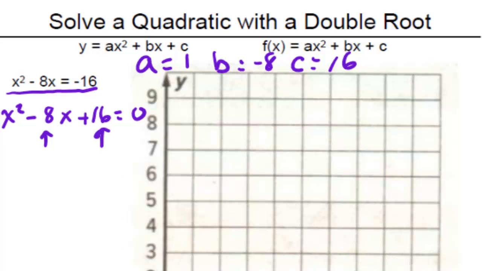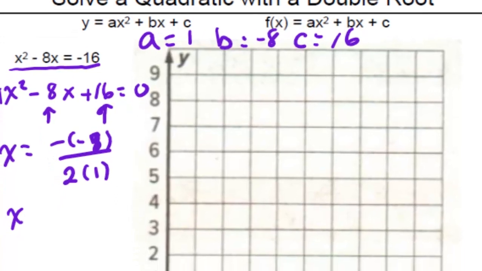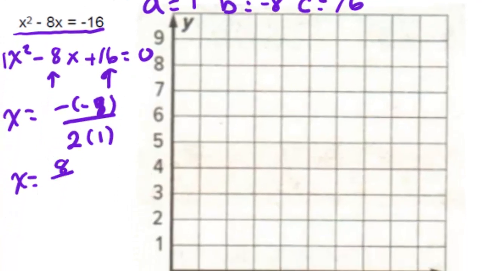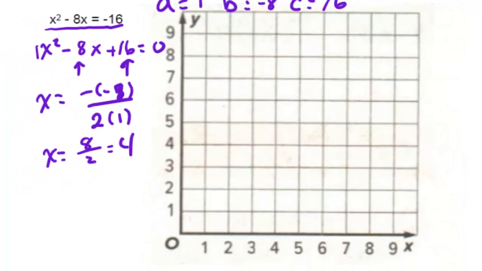So I want to find my axis of symmetry so I know where I want to go for my next point. So my axis of symmetry is going to be the opposite of b. So the b value is negative 8. So opposite of negative 8 over 2 times the a value, which is 1. So I end up with negative times negative is a positive 8 over 2, which is just 4. So my axis of symmetry is going to be right here.